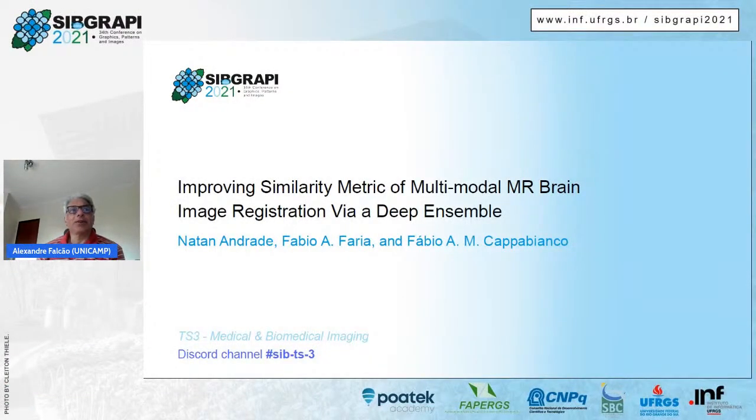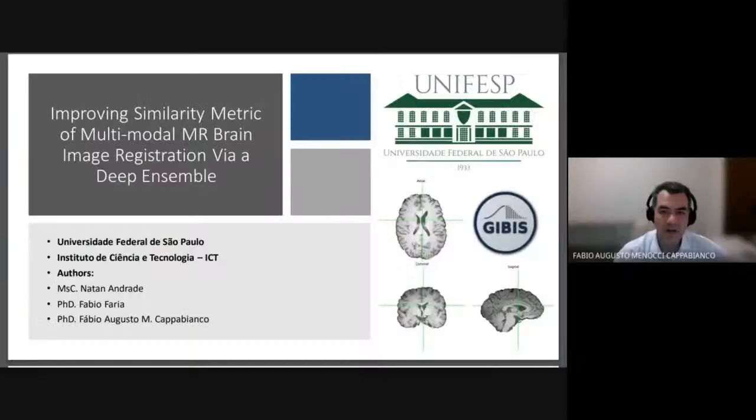Okay, then the next paper is entitled Improving Similarity Metric of Multimodal MR Brain Image Registration via a Deep Ensemble. Nathan Andrade, Fabio Faria, and Fabio Capabianco are the authors. Hi, my name is Fabio Capabianco, and on behalf of the authors of this paper, Nathan Andrade and Fabio Faria, I will present this work entitled Improving Similarity Metric of Multimodal MR Brain Image Registration via a Deep Ensemble.